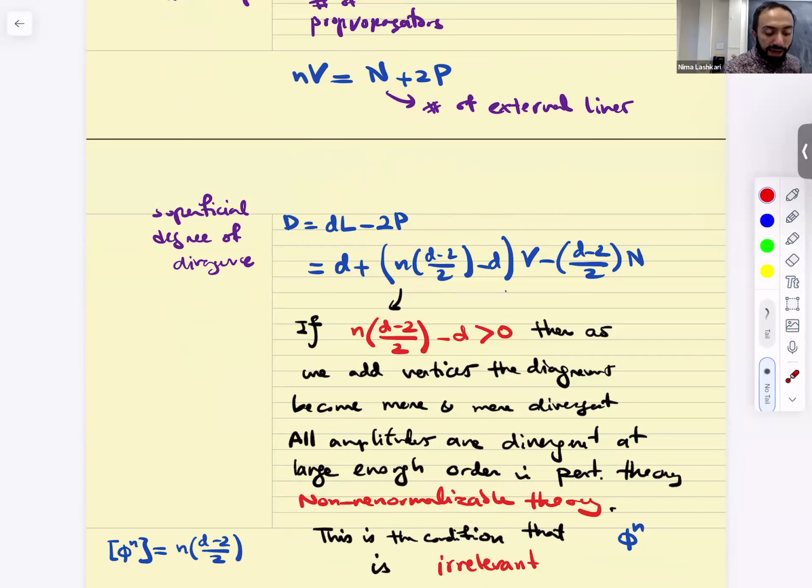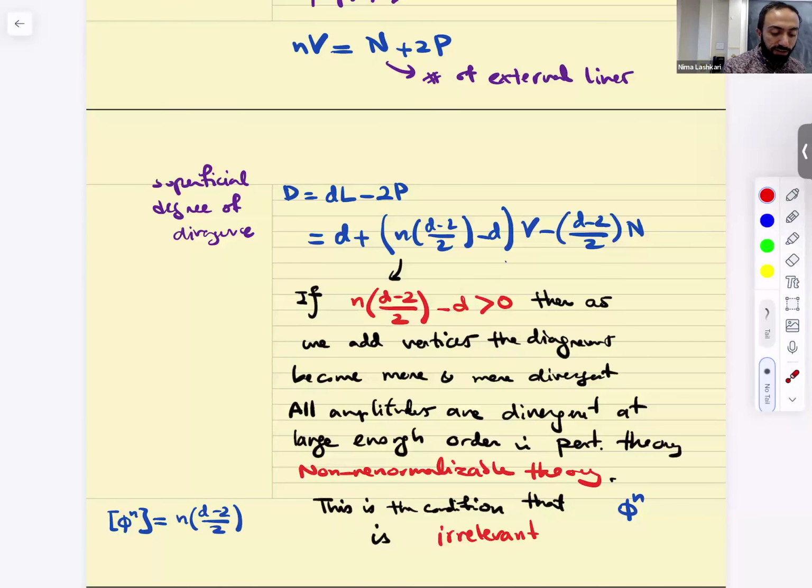If it's positive, n times (d minus 2) over 2 minus d is larger than 0. This is precisely our definition of an irrelevant operator, because the dimension of phi n is n(d minus 2)/2. It's about whether the term phi n is irrelevant. When phi n is irrelevant, then every amplitude at large enough order in perturbation theory will blow up, and that's bad. So this was the connection. Does this address the question?